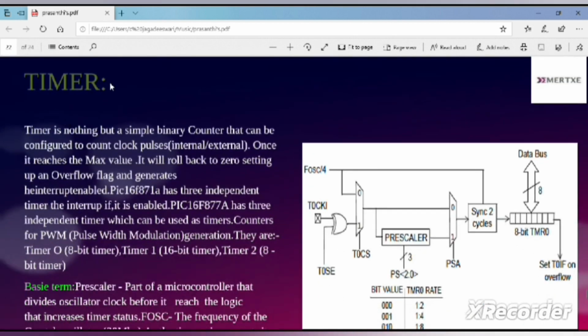Next is timer. A timer is nothing but a simple binary counter that can be configured to count clock pulses. Once it reaches the max value, it will roll back to 0, setting an overflow flag and generating an interrupt if the interrupt is enabled. PIC16F877A has 3 independent timers.